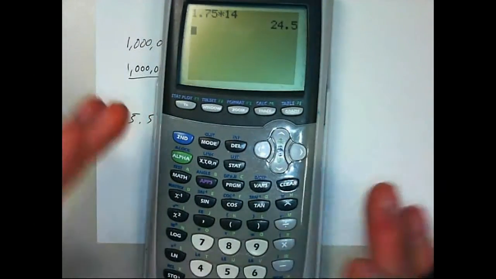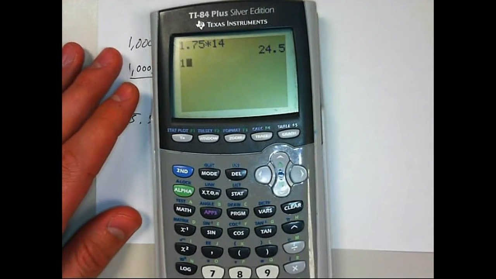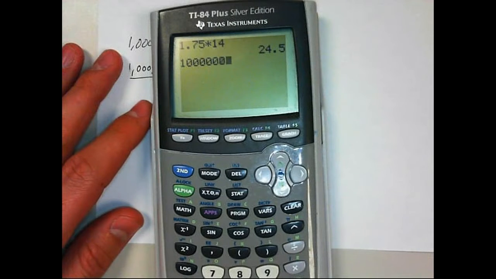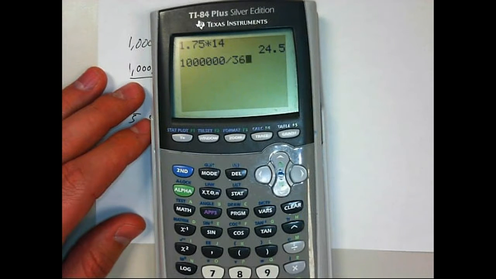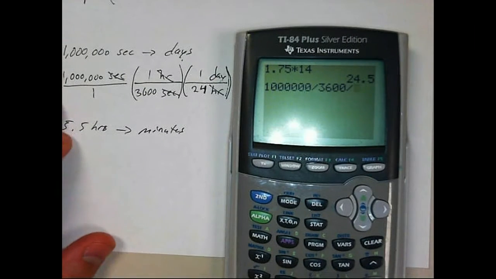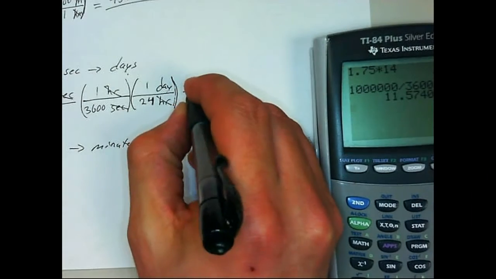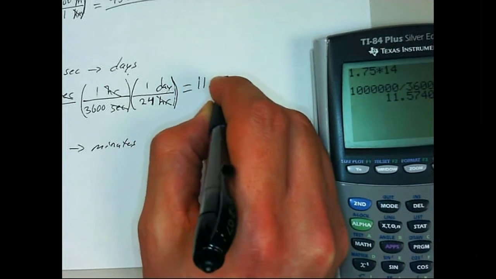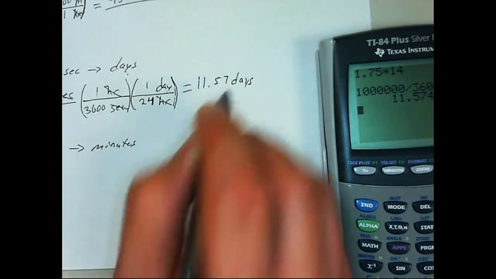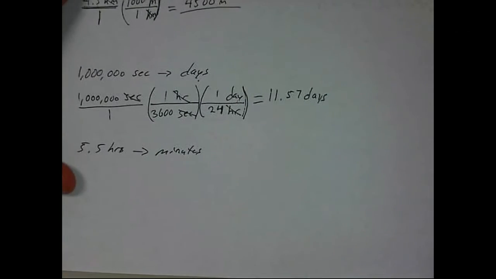So here we go. 1,000,000 divided by 3,600 and divided by 24. And that gives us 11.57 days. 11.57 days. All right, let's go to the next one.